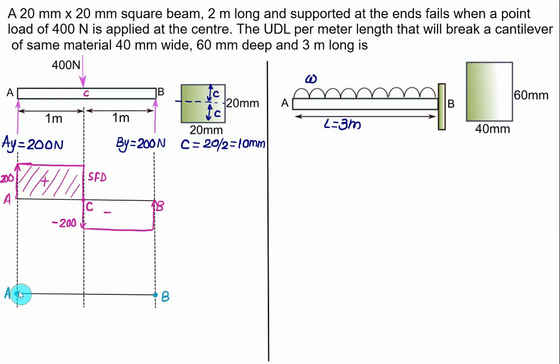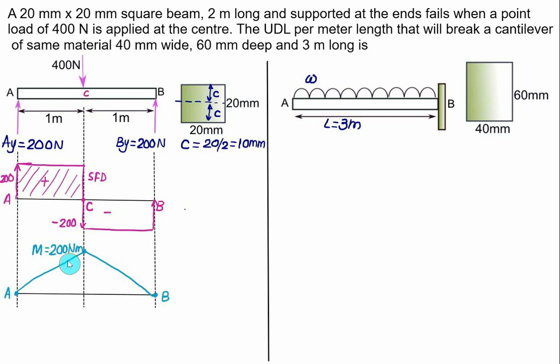If we have a rectangle in the shear force diagram, then we have a triangle in the bending moment diagram, and this value corresponds to the maximum bending moment, which is nothing but the area of the shear force diagram, that is 200 Newton multiplied by 1. So this value is 200 Newton meter. The negative area is minus 200 into 1, so it closes to 0. So this is a standard bending moment diagram.